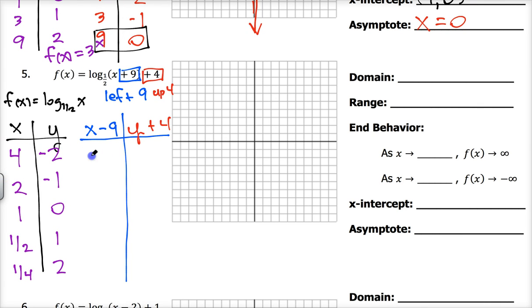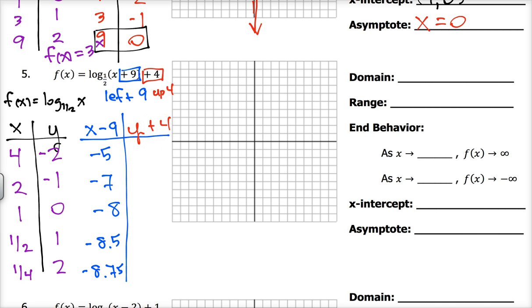4 minus 9 is -5. 2 minus 9 is -7. 1 minus 9 is -8. 1/2 minus 9. Okay, think about what that would be. That would be -8.5. And then 1/4 minus 9 would be -8.75.